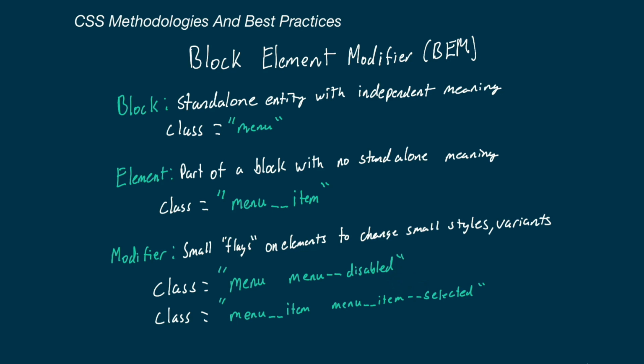Similarly, we can add the selected modifier to a menu item with menu item, and then two dashes, and then the word selected for the name of that modifier. Again, we include this along with the menu item class. This can be one of the biggest downsides to BEM because it does cause our HTML to get pretty long with such verbose class names. However, it makes our CSS extremely easy to write and maintain, so that is sometimes a trade-off worth taking.